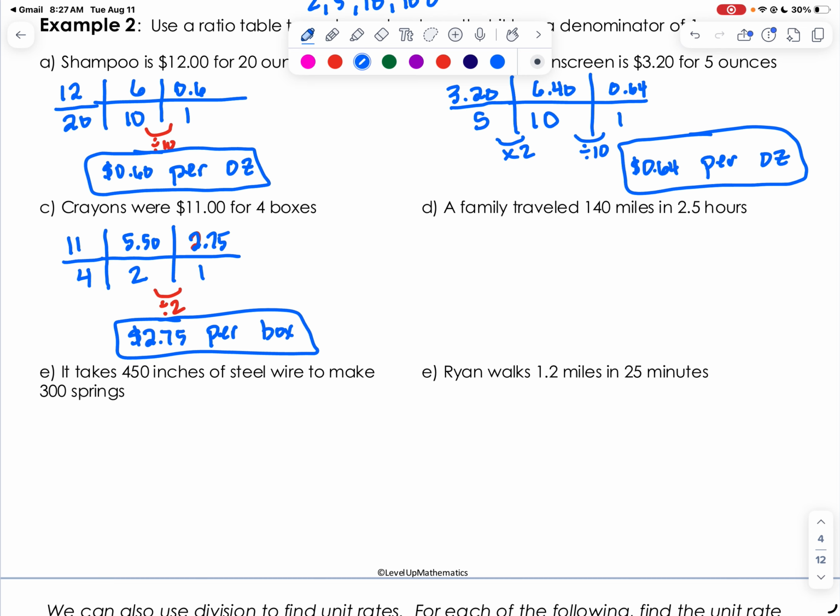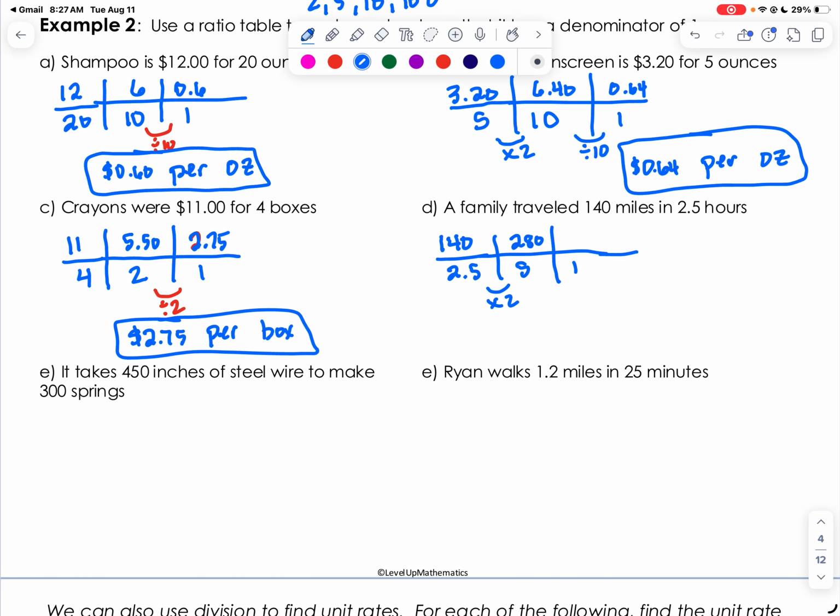A family traveled 140 miles in 2.5 hours. So there's your original rate. I want to scale that to 1, but first I'm going to scale it to 5. That's a friendly number because all I would have to do to scale it to 5 is double it. So if I double 140, I get 280.